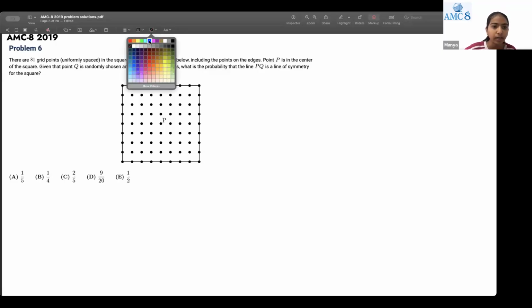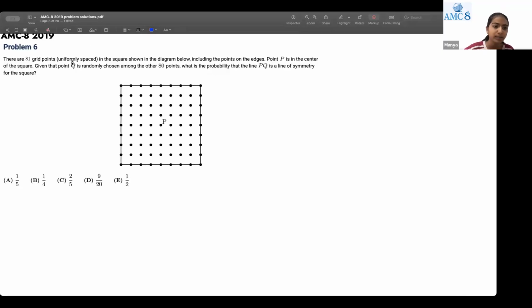So I'll be changing my color to blue. In this grid, uniformly spaced means that they're equally spaced throughout. And so what is a possible line of symmetry? So we can do it in the edges. Yeah, so there's a point for the edges where there can be a line of symmetry here.